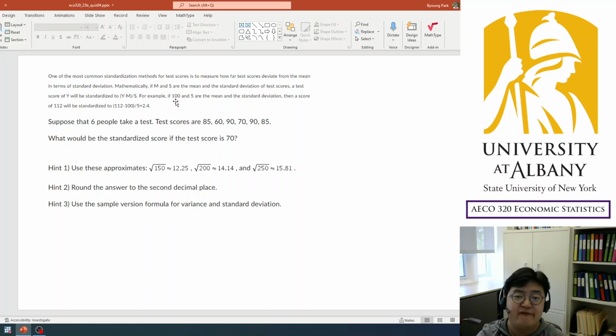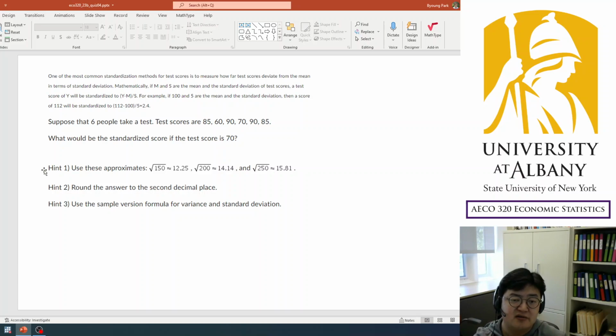For example, if 100 and 5 are the mean and the standard deviation, then a score of 112 will be standardized to 112 minus 100, which is 12, divided by 5, which is 2.4. So that's the standardization method. Now you observe 6 test scores like these, and given these test scores, you have to calculate the mean and the standard deviation, and then standardize a score of 70.